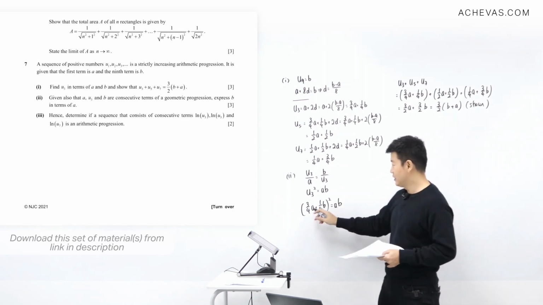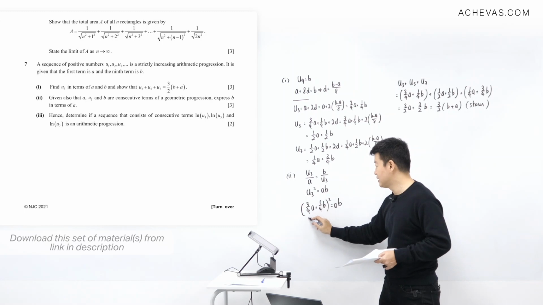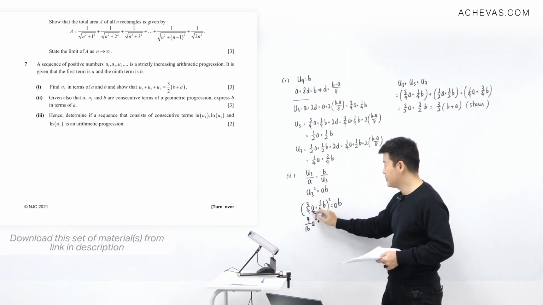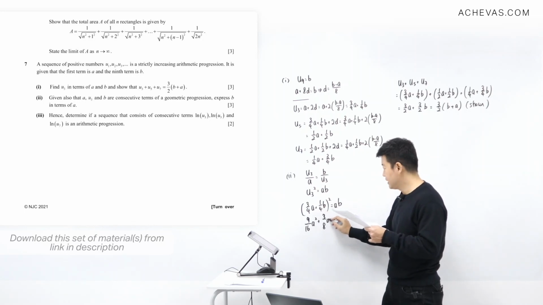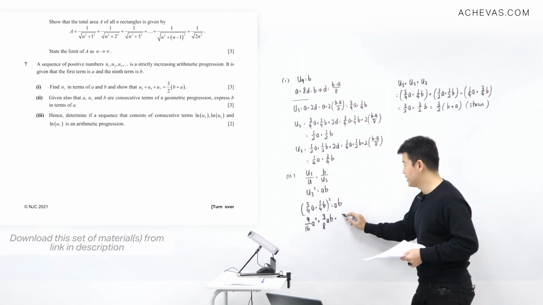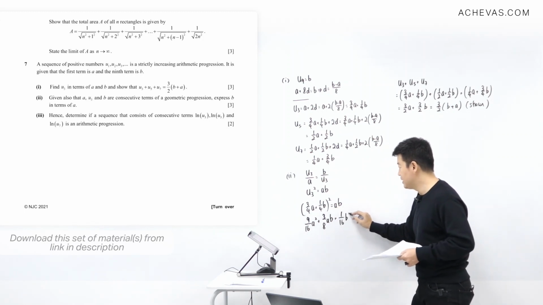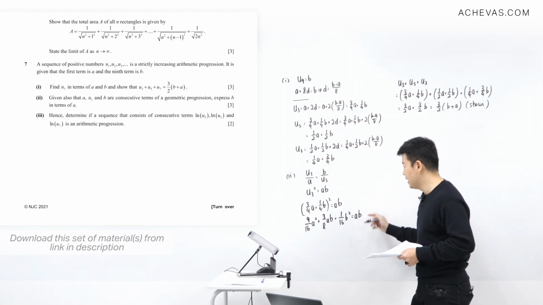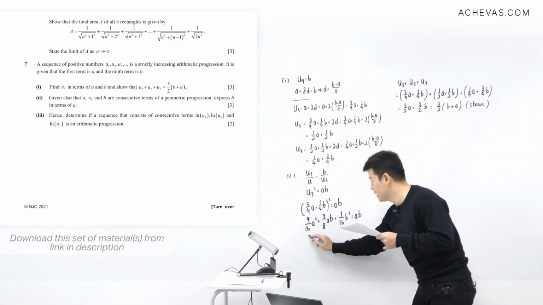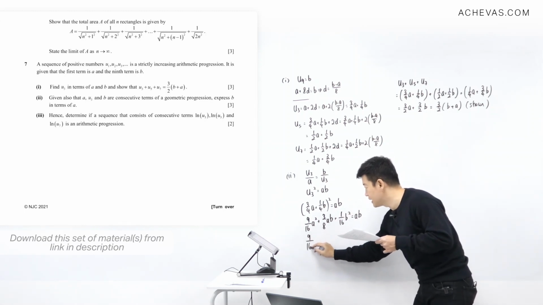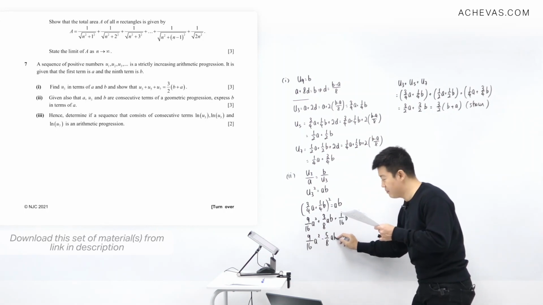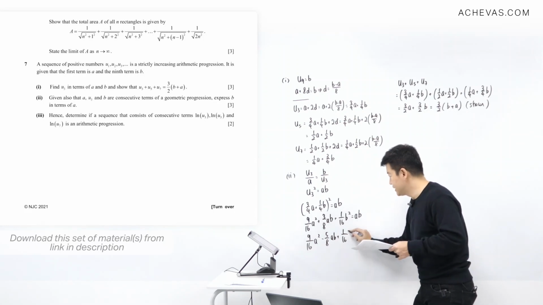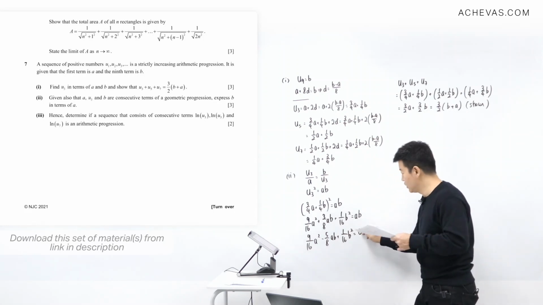So we have this. Expanding this gives us 9/16 a squared plus 2 times this times this, which gives me 3/8 ab, plus this squared, 1/16 b squared. This is equal to ab. If I were to bring ab over to the left-hand side, I will have 9/16 a squared minus 5/8 ab plus 1/16 b squared. This is equal to 0.